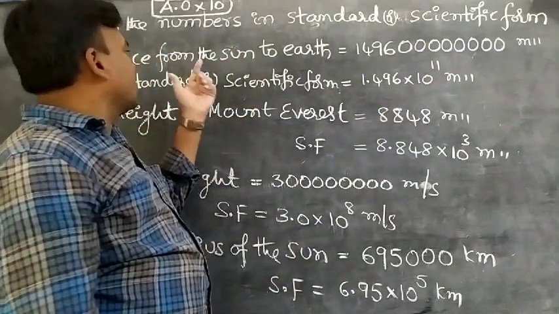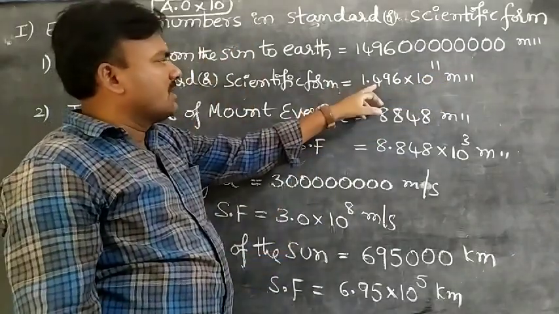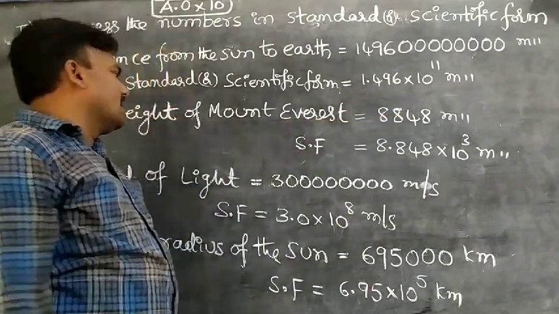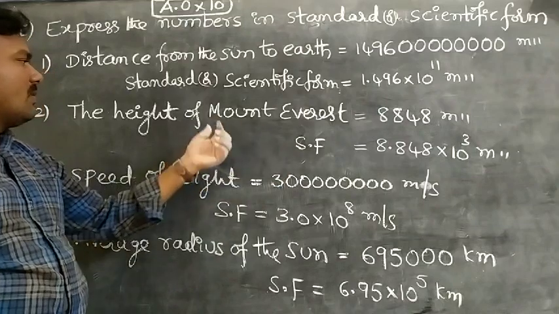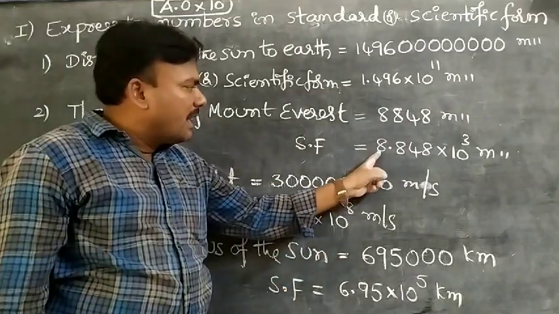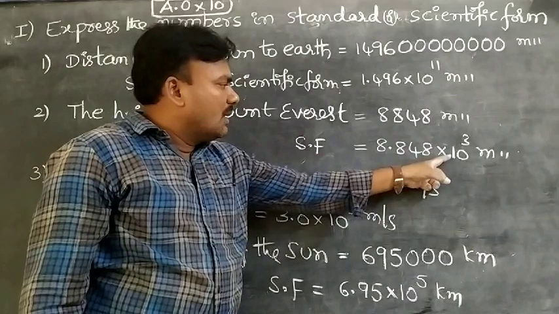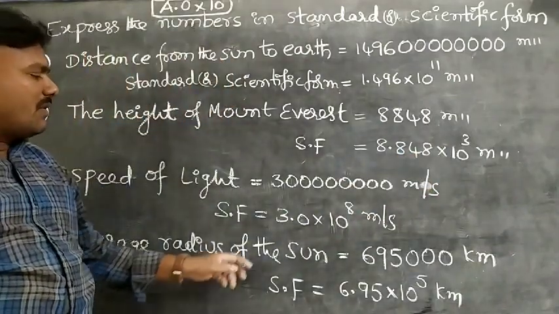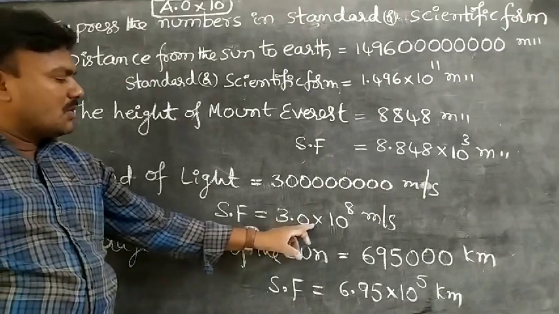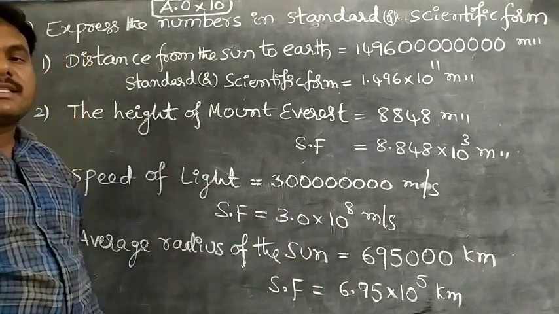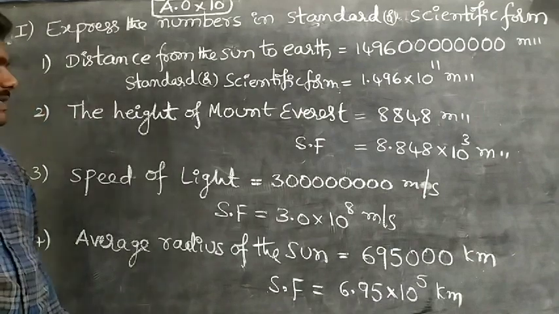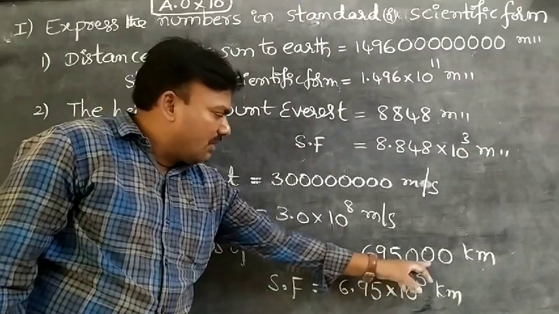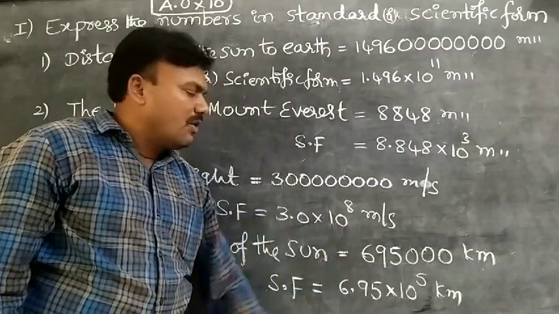That is, the distance from the sun to earth can be expressed in scientific form as 1.496 into 10 power 11 meters. Next, scientific form of height of the Mount Everest equal to 8.848 into 10 power 3 meters. Next, speed of the light in scientific form equal to 3.0 into 10 power 8 meter per second. Next, average radius of the sun in scientific form equal to 6.95 into, so totally 5 digits are there, 10 power 5 kilometers.